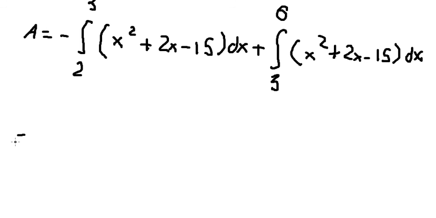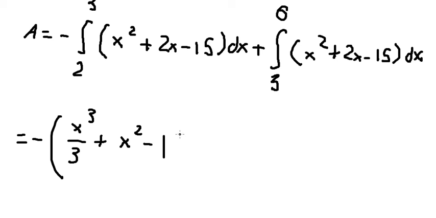Next, the integration of x squared gives x to the power of 3 over 3. The integration of 2x gives x squared. The integration of this one gives negative 15x. And we put the bounds from 2 to 3.